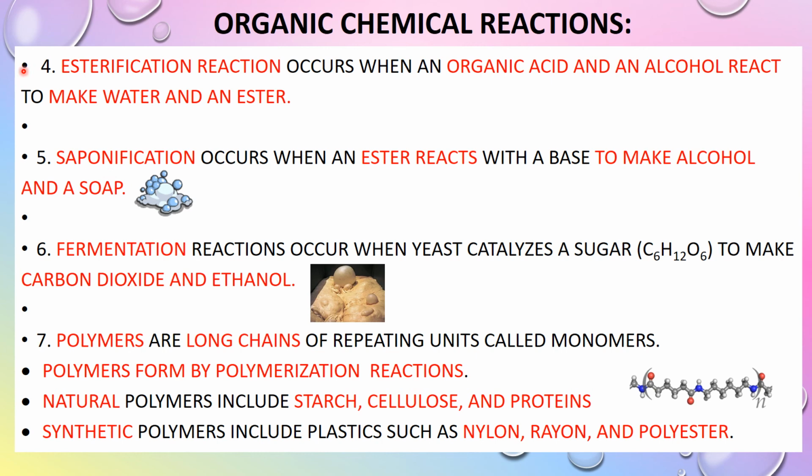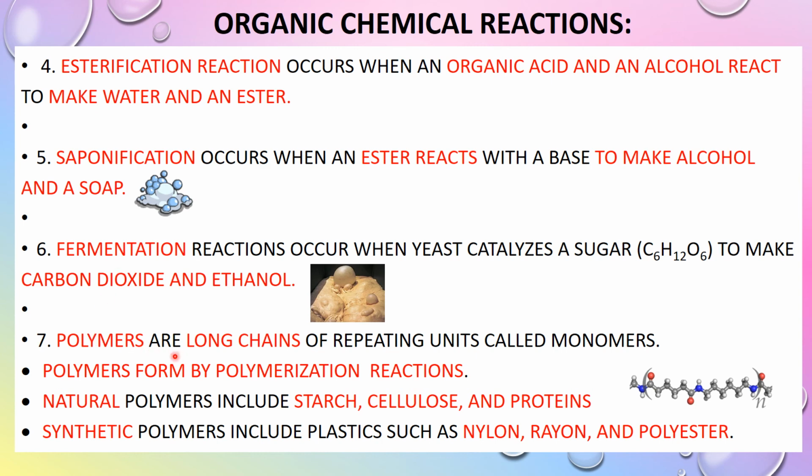Esterification, it's when an organic acid and an alcohol react to make water and an ester. Saponification occurs when an ester reacts with a base to make alcohol and soap. It kind of looks like the word soap. So saponification produces soap. Fermentation occurs when yeast catalyzes a sugar, and it makes carbon dioxide and ethanol. So it produces alcohol, ethanol, and carbon dioxide. So this is basically how they make beers.